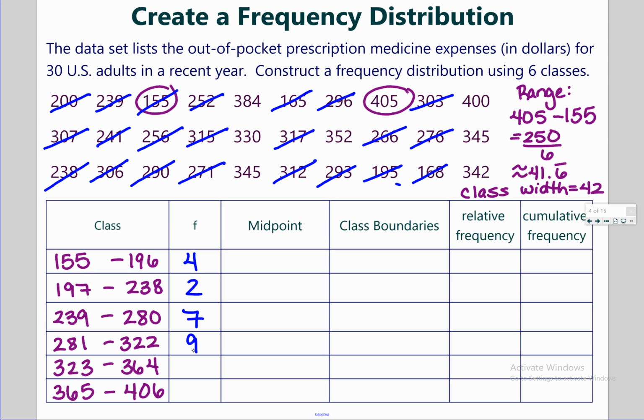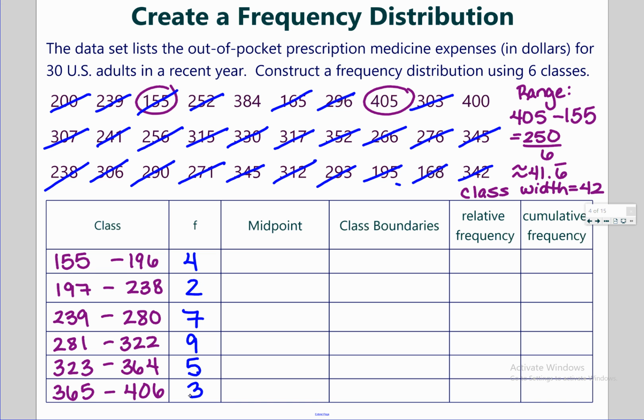Between 323 and 364. I've got 1, 2, 3, 4. Right. And that, oh, I missed one. 5. And then last, I'm left with 3 numbers there.